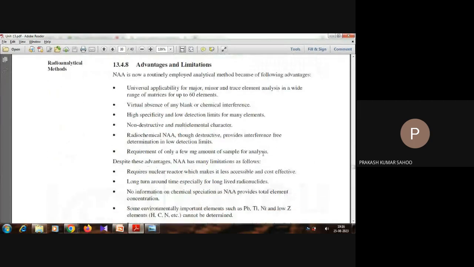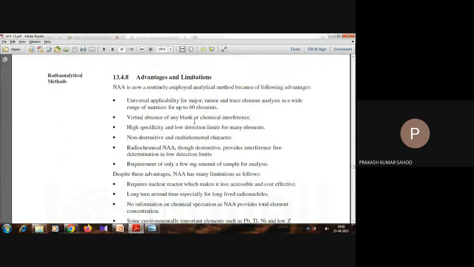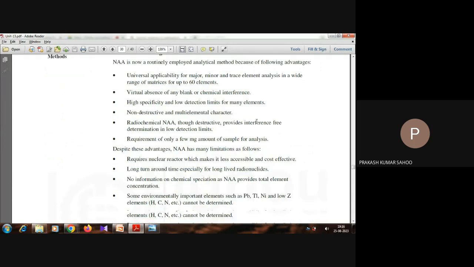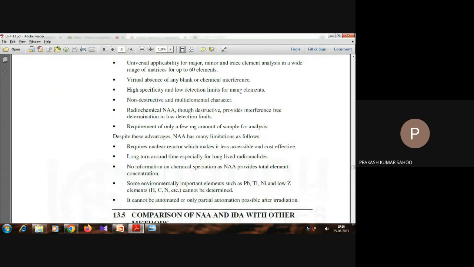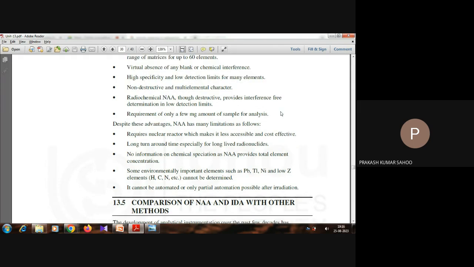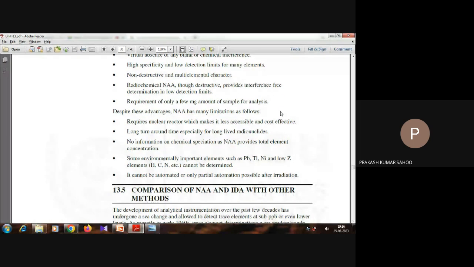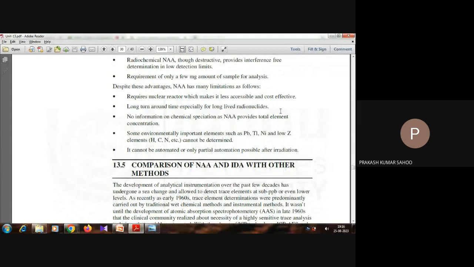And what are the advantages and limitations? Universal applicability, virtual absence of any blank or chemical interferences, high specificity, low detection limit, non-destructive multi-elemental character. Radiochemical NAA, though destructive, produces interference-free determination. Only a few milligrams of sample is needed. Then we have the requirement of a nuclear reactor, which makes it less accessible and cost effective.